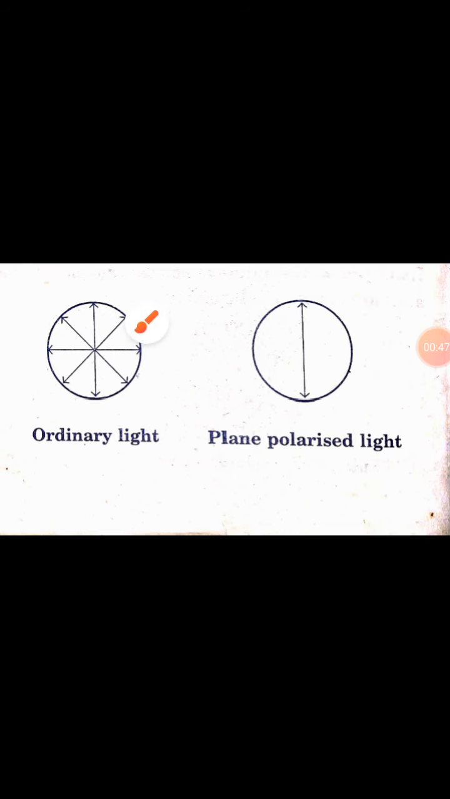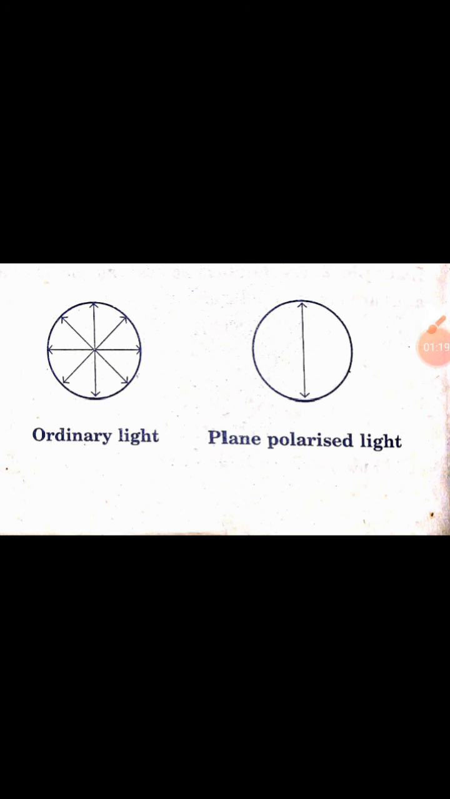If you take a monochromatic light or an ordinary light, it is composed of waves, right? These waves vibrate in many different planes, that is in all directions. When this monochromatic light is passed through a Nicol prism or a polarized lens, it vibrates in only one plane. Now this is called PPL. You can see it vibrates only in one plane, and this is known as plane polarized light.